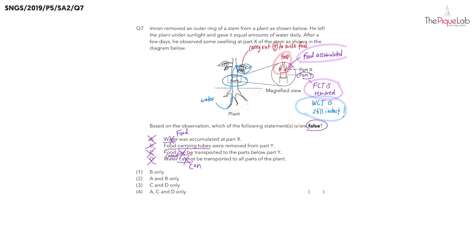Is the answer statement B? That is a careless mistake that many students are going to make. Remember, we are looking for statements which are false. So, we are looking for all the crosses here, not the ticks. Which statements are false? We have statements A, C, and D, giving us the answer as number 4.